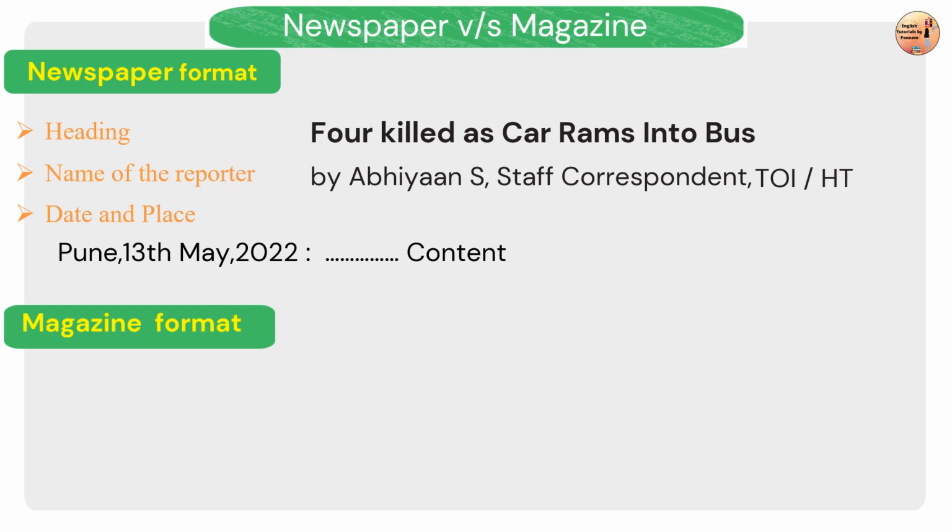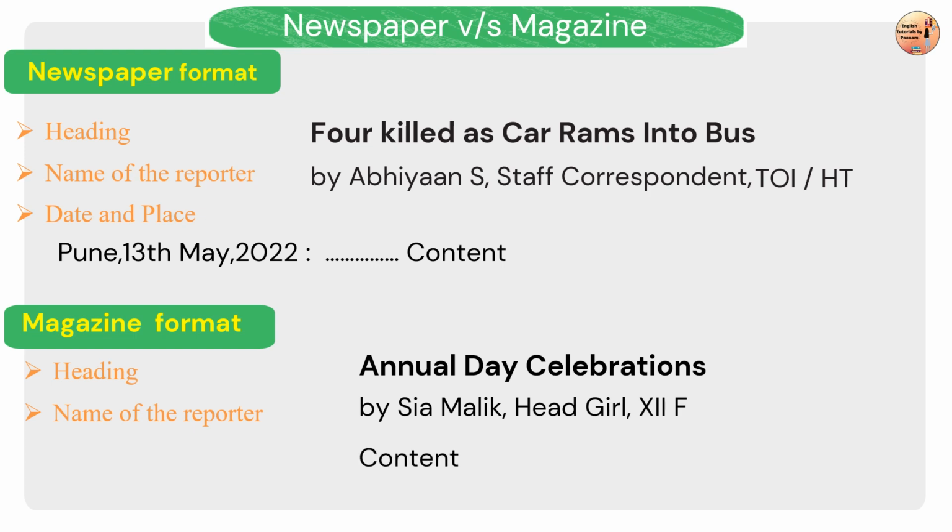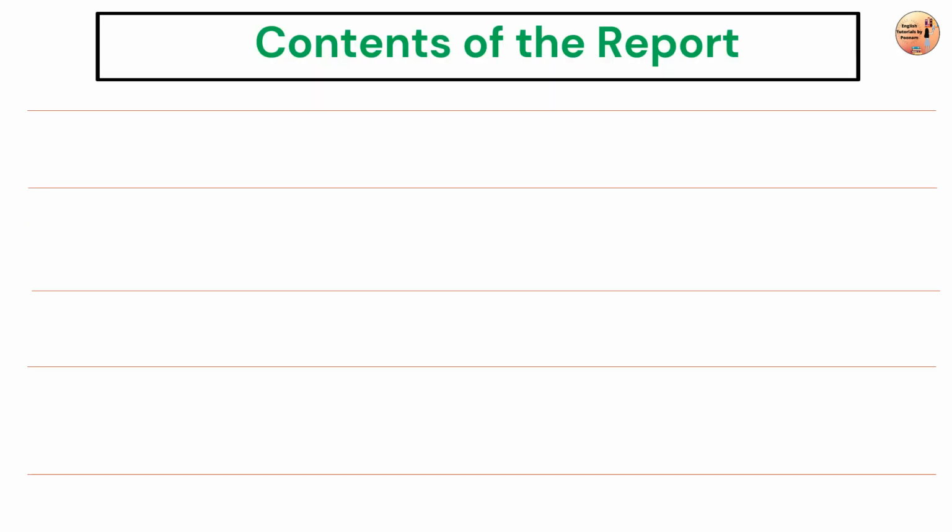For a school magazine, the heading is followed by the name of the writer, which is followed by the designation of the writer if it is given in the question. For example, head girl, or class and section of the student writer is given. Now I'm going to discuss the components of a newspaper report.